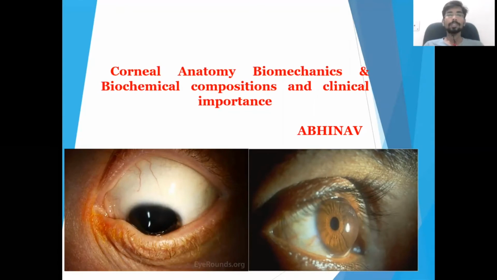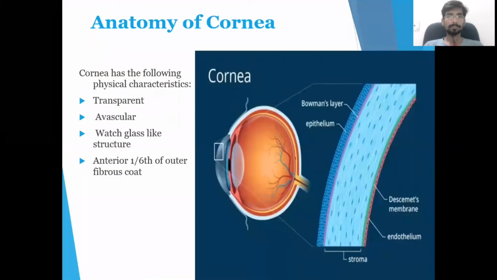In this video, we will see about the cornea: clinical anatomy, biomechanics and biochemical composition. The cornea has the following physical characteristics. It is transparent, avascular, and watch-glass-like in structure. It forms the anterior one-sixth of the eyeball.